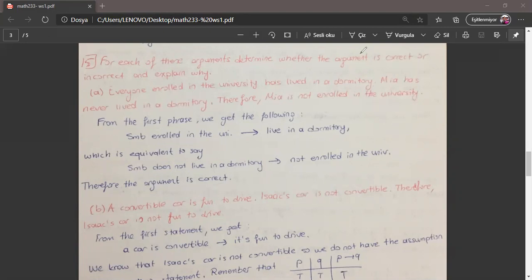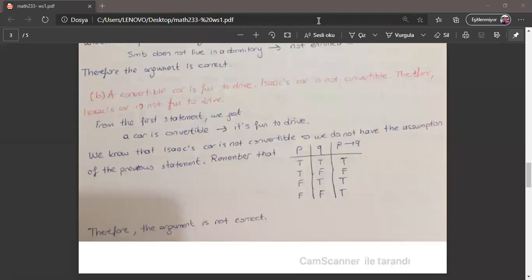What about the second one? Here we have this: a convertible car is fun to drive. We know this, we assume this phrase. If any car is convertible, then it's fun to drive. We assume it. So we have P here, which is a car is convertible, and Q here, which is it's fun to drive.